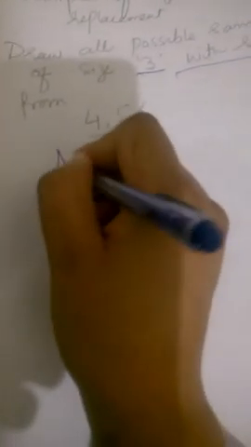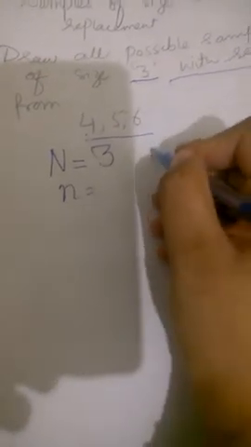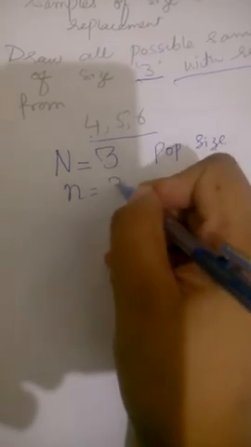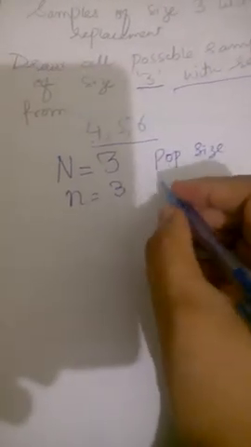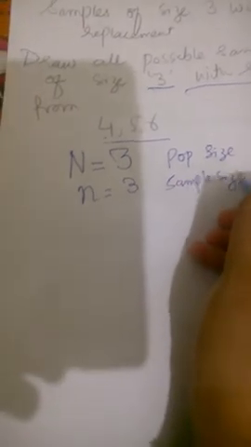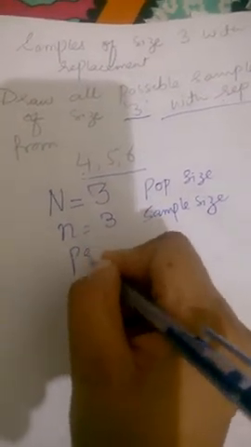Three things: capital N is the size of the population. There are three elements in the population, so capital N is 3. Small n is the size of the sample, that is also 3, as mentioned in the question. Again, the procedure is with replacement.